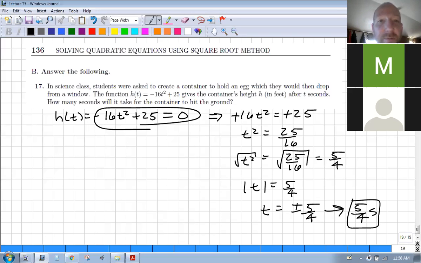Same as the other problems, but the function is easier to solve. We don't have to use the quadratic formula. We can simply use the square root method.